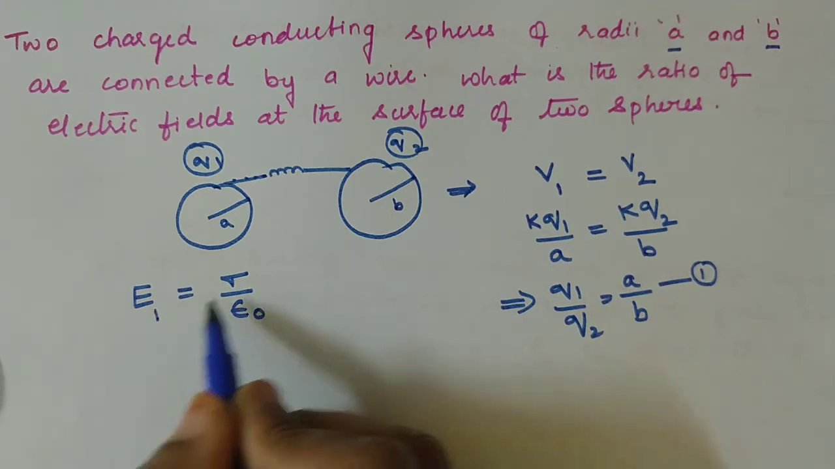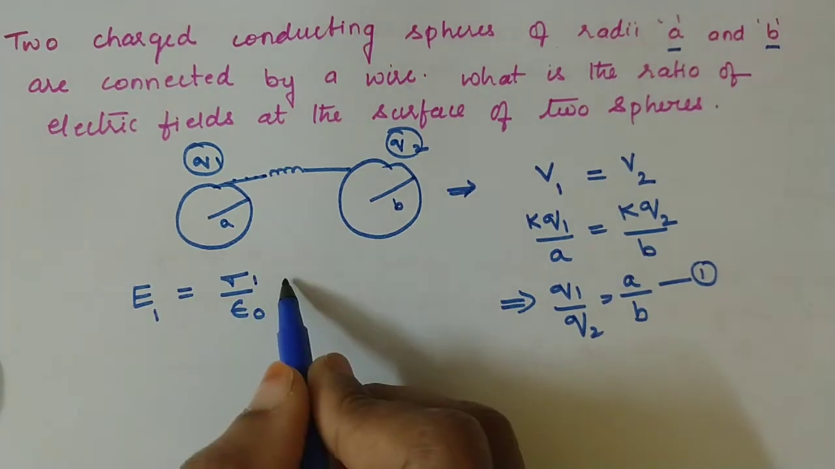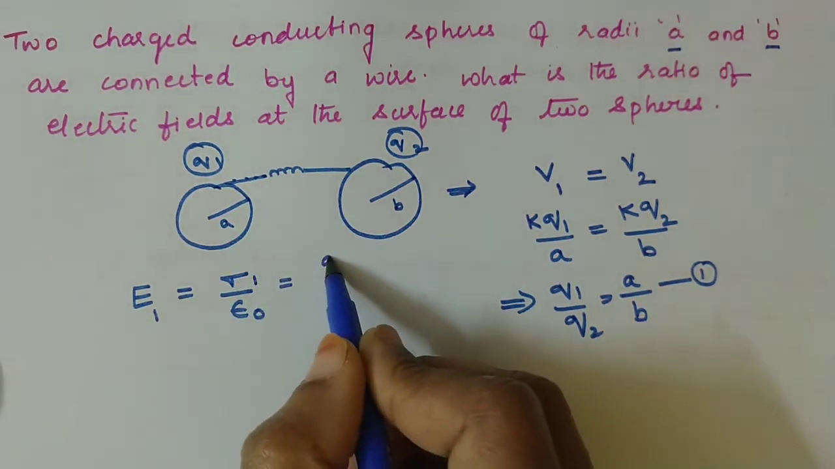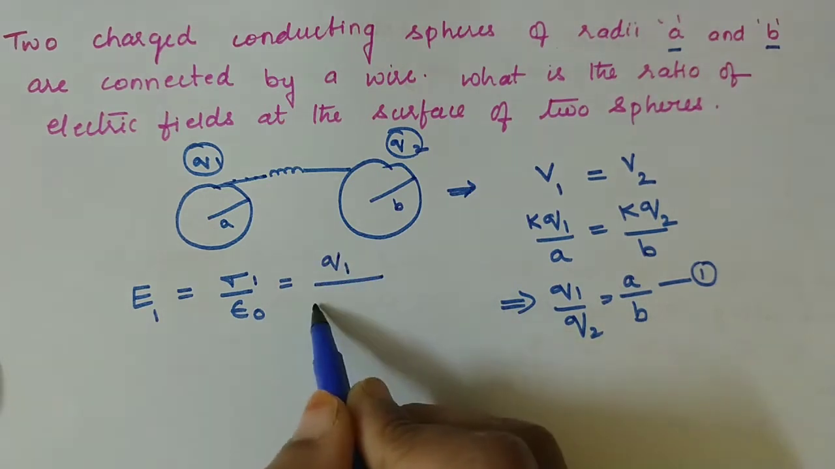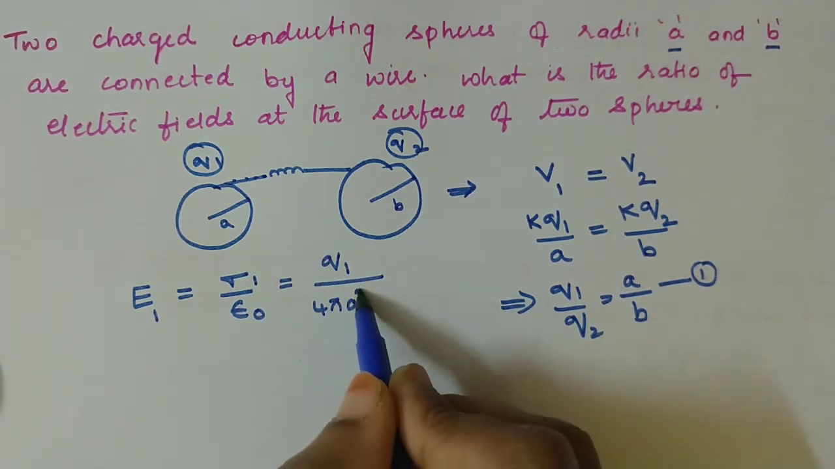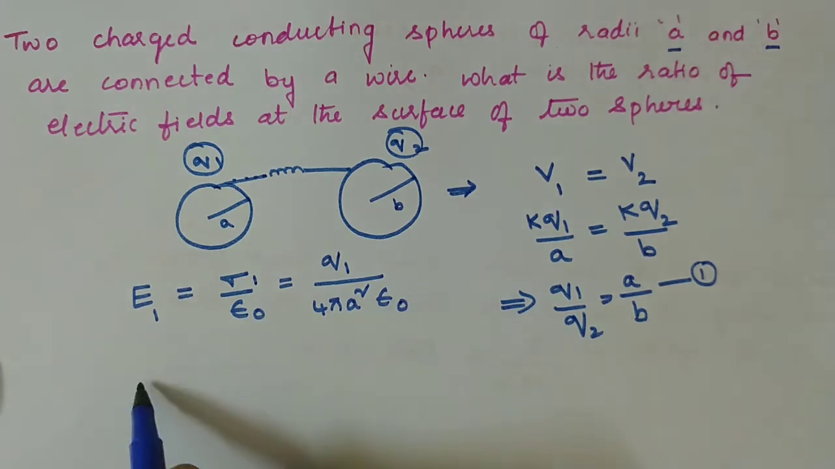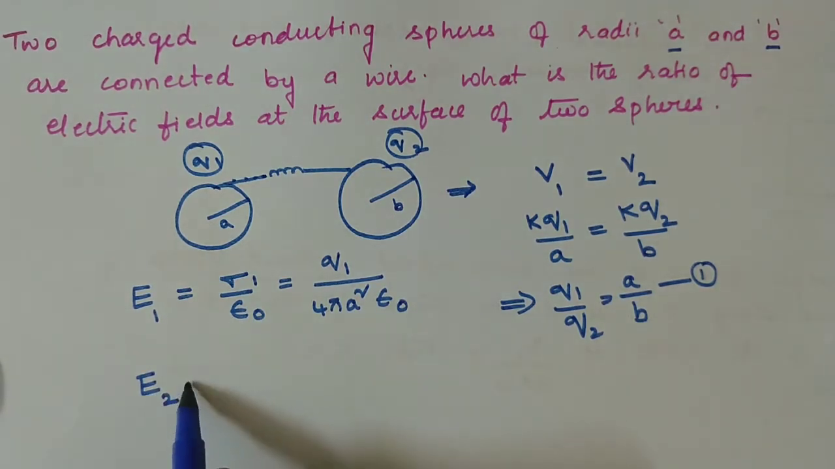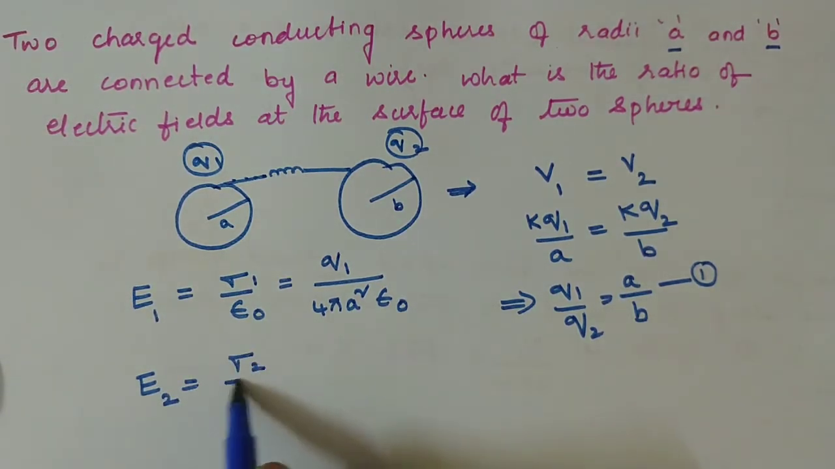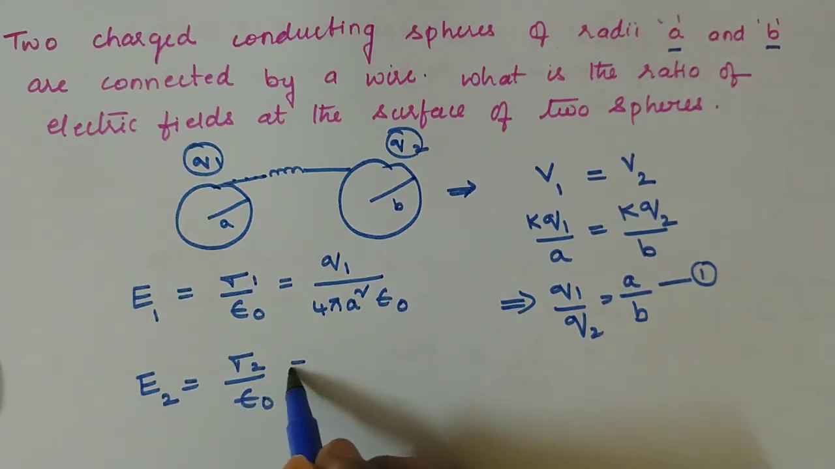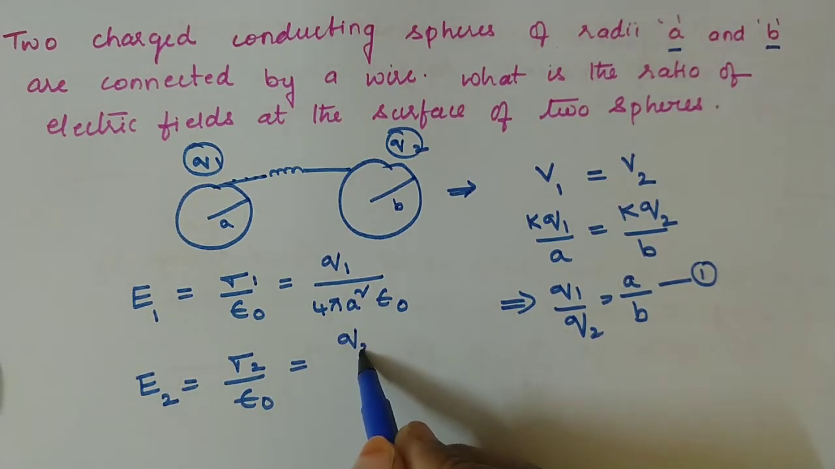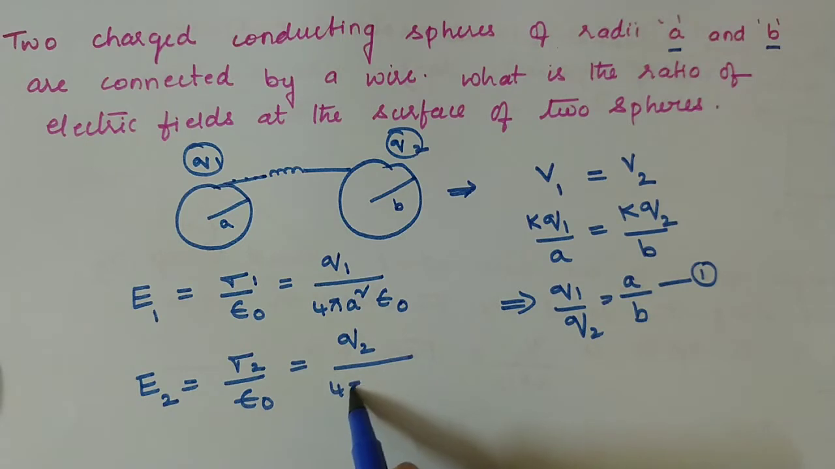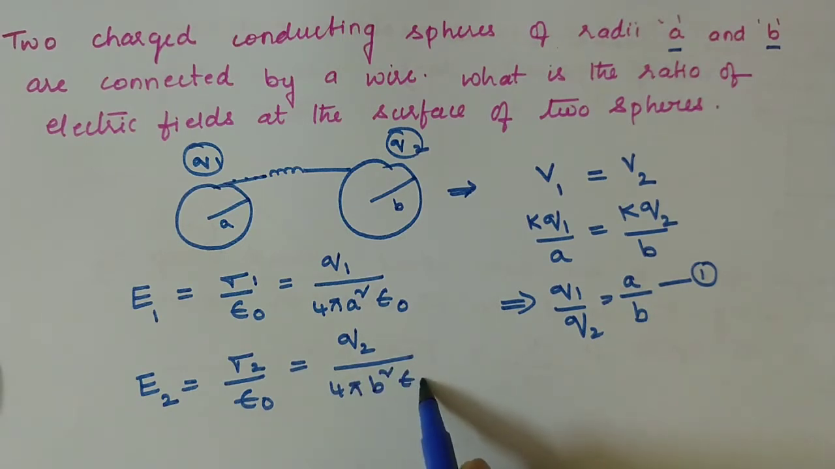So for the first sphere, the electric field will be sigma 1 by epsilon naught, where sigma is charge per unit area, that's q1 by 4 pi a square into epsilon naught. Whereas the electric field due to the second sphere would be sigma 2 by epsilon naught. Sigma is charge per unit area, again q2 by 4 pi b square into epsilon naught.